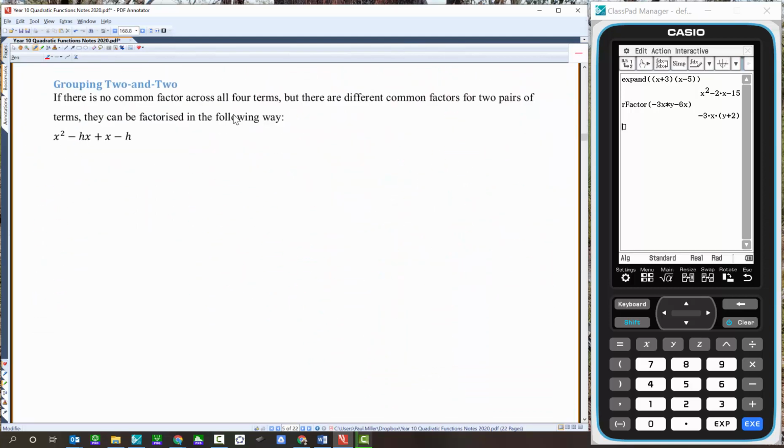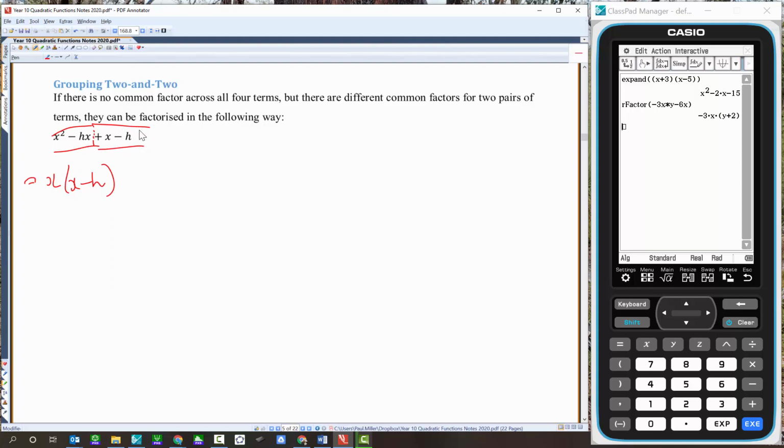If there's no common factor across all four terms, so we've got a four-termer now, but there are different common factors for two pairs, they can be factorized in the following way. With this one we use the grouping 2 and 2 method. You'll be familiar with this from last year because I know in Year 9 they teach you the grouping 2 and 2. So I'm going to group this part and factorize them separately. I'm going to factorize this part by yanking out x, and that's going to be x take h to reconstruct this part of it.